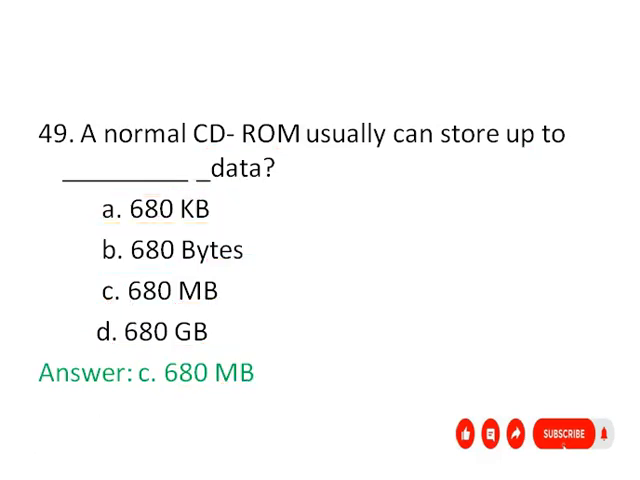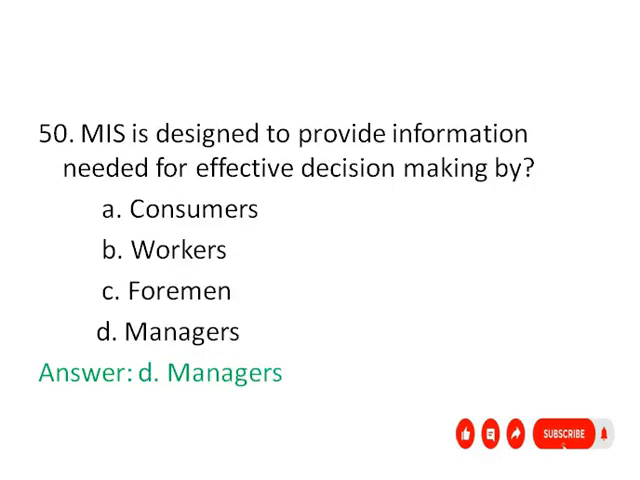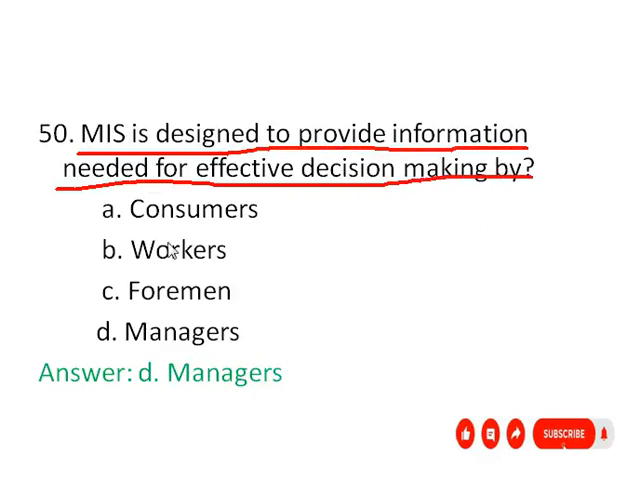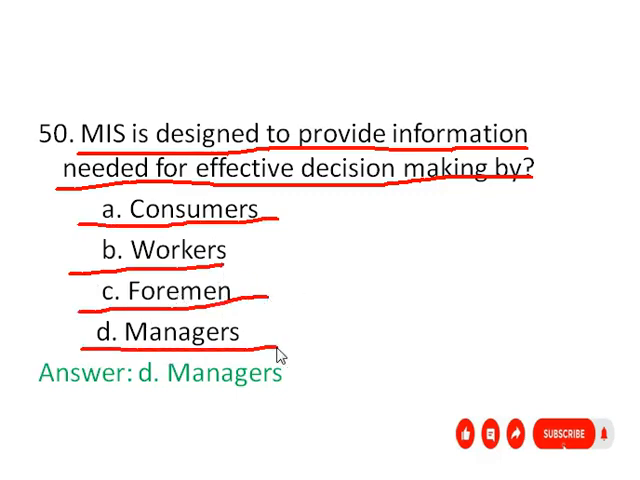Our next question is, MIS is designed to provide information needed for effective decision making by option A consumers, option B workers, option C foreman, option D managers. So here correct answer is option D, managers.